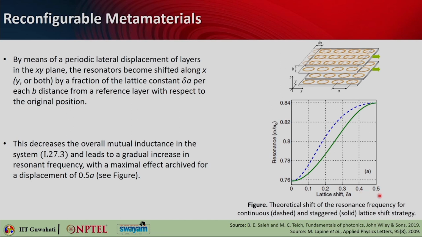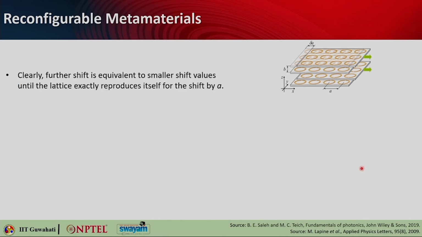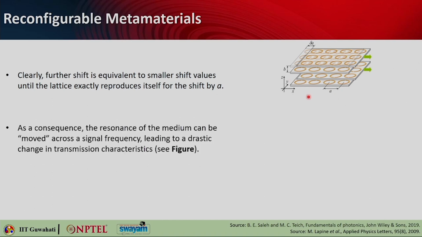And then when the shift is half of the lattice period, it achieves the maximum value, and then it will again follow the same pattern because it will just be repeating. Clearly any further shift will be equivalent to a smaller shift until the lattice exactly reproduces itself for a shift by A. That is clearly understood, that any shift by an amount of A will get back to the original position, right? So, you can only consider a shift up to 0.5 A.